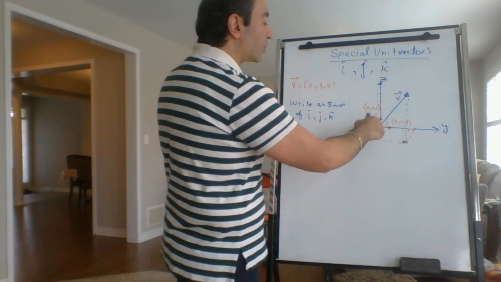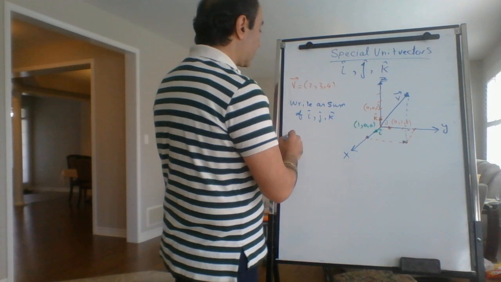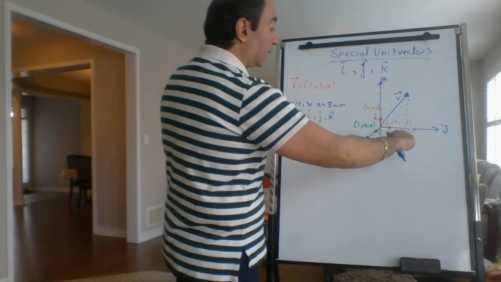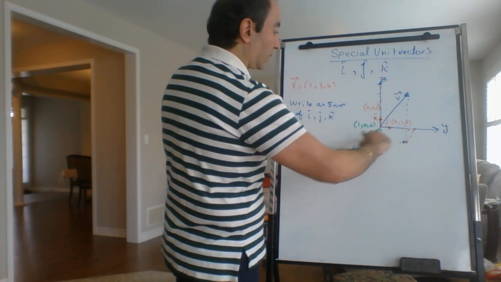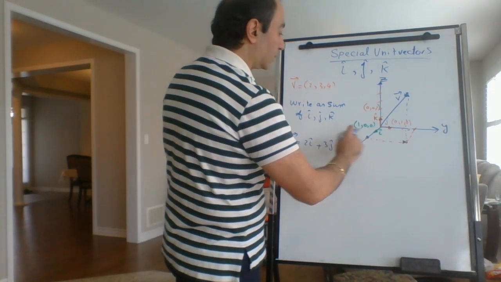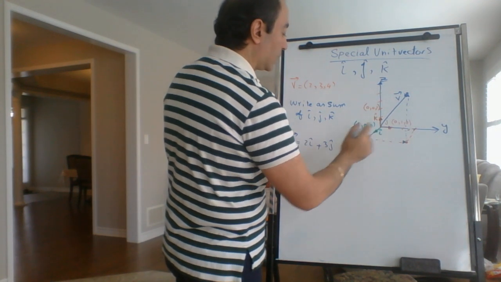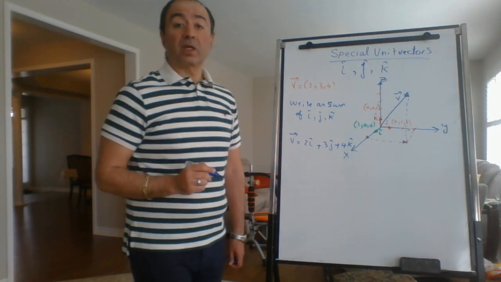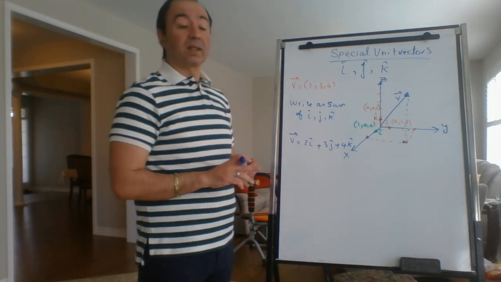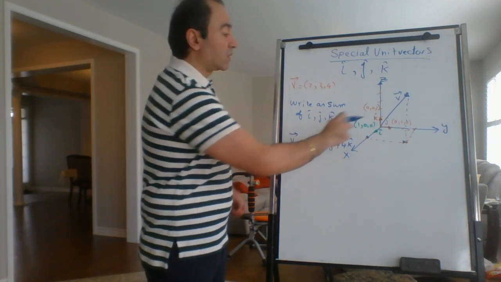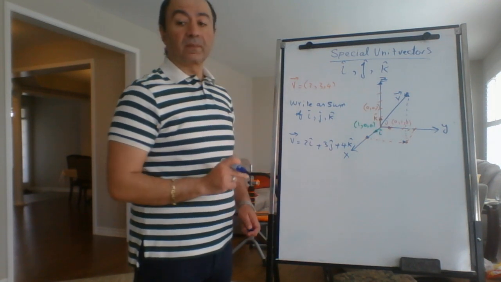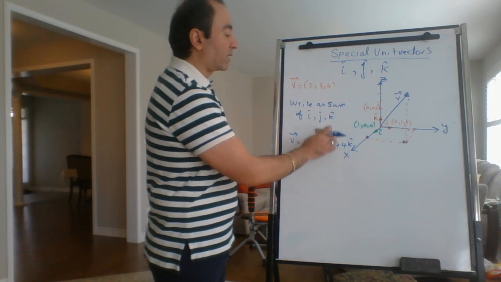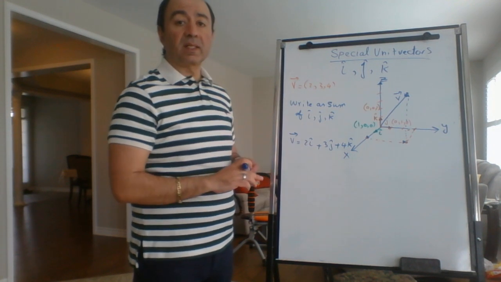This vector is 2 times vector i, so I can write vector v equals 2 times vector i plus 3 times vector j, plus 4 times vector k. So any vector in the world, I can write it as a sum of those 3 unit vectors. Okay? And vice versa. If I have it as a sum of 3 unit vectors, I can write it with coordinates x, y, and z like this.